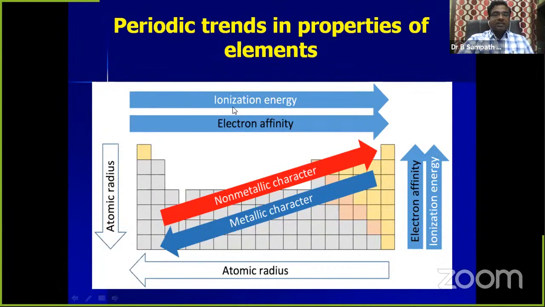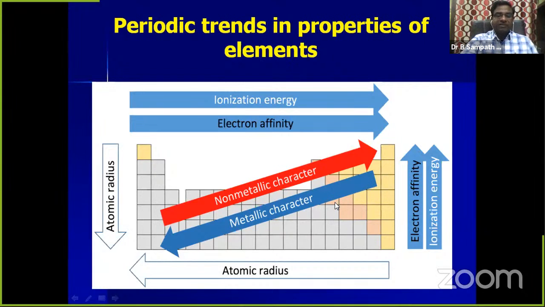Children, here are ionization energy, electron affinity, atomic radius, non-metallic character, and metallic character. So these are the periodic properties. Along with this, electronegativity is also there. How the properties vary in groups and in periods, we have to observe. Then only we come to know the reactivity of elements.